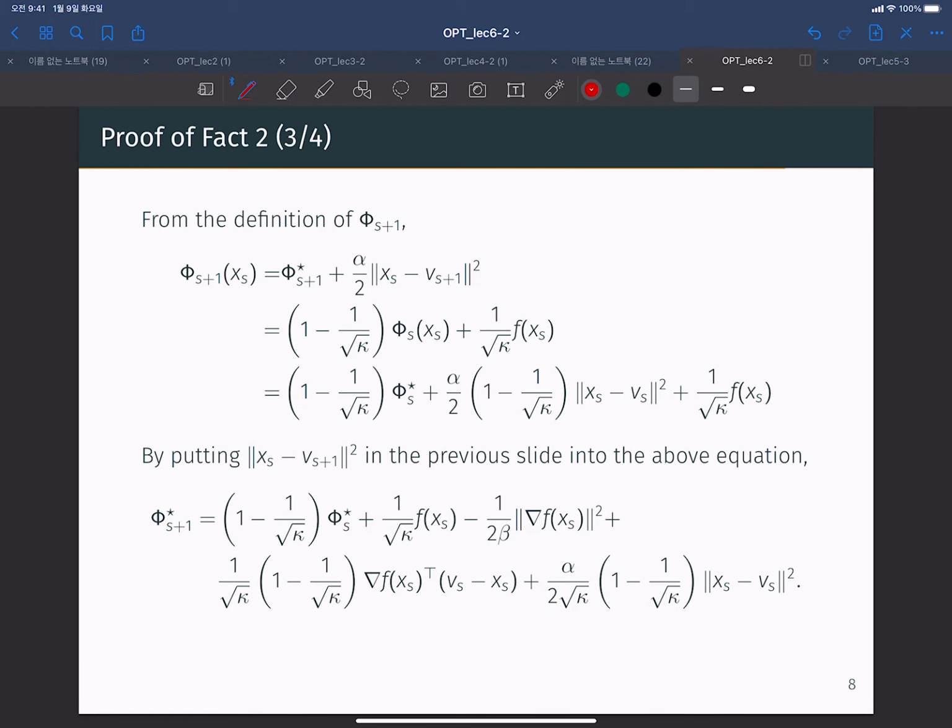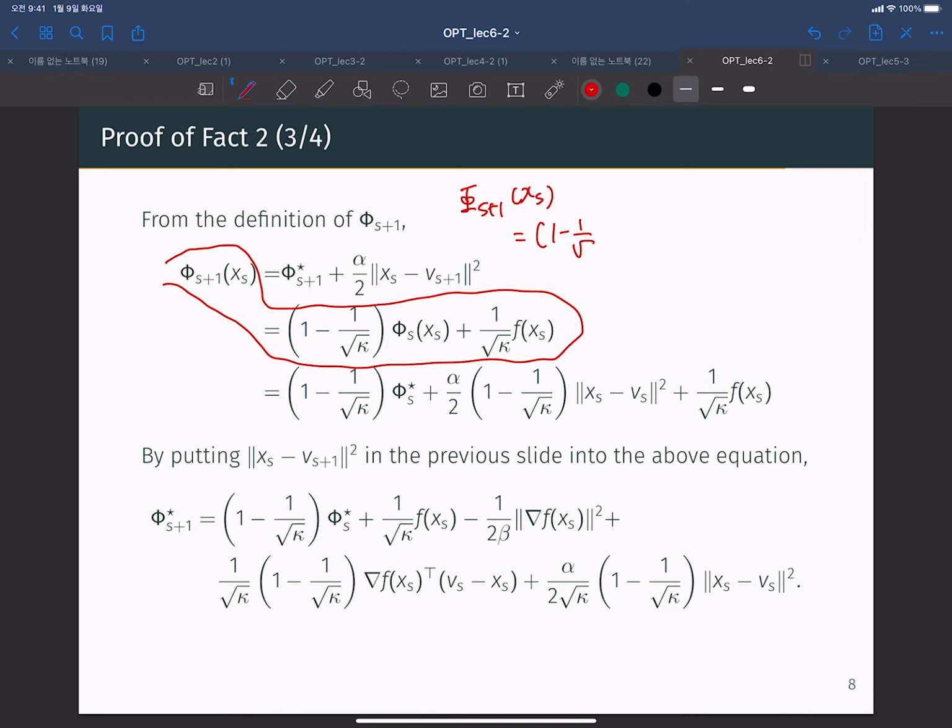So from the definition of pi_{s+1}, we can write down pi_{s+1}(x_s) is equal to pi_{s+1} star plus alpha over 2 times the norm square of x_s minus v_{s+1}. And this is equal to (1 minus 1 over square root kappa) times pi_s(x_s) plus 1 over square root kappa times f(x_s). This is because pi_{s+1}(x_s), from the definition of pi, is equal to (1 minus 1 over square root kappa) times pi_s(x_s) plus 1 over square root kappa.